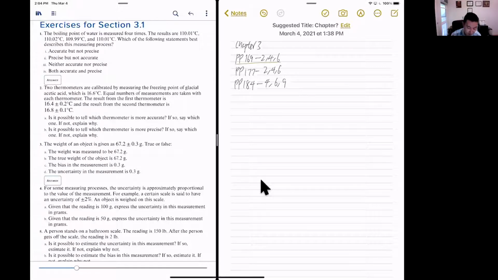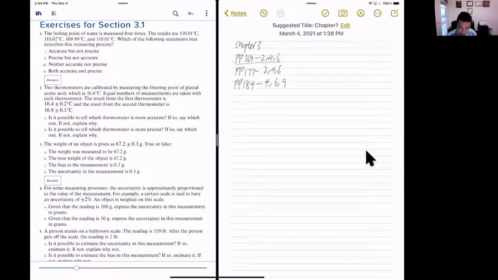The first thermometer reads 16.4 plus or minus 0.2 degrees. The second thermometer reads 16.8 plus or minus 0.1 degrees. First part of the question: is it possible to tell which thermometer is more accurate? If so, say which one. If not, explain why.